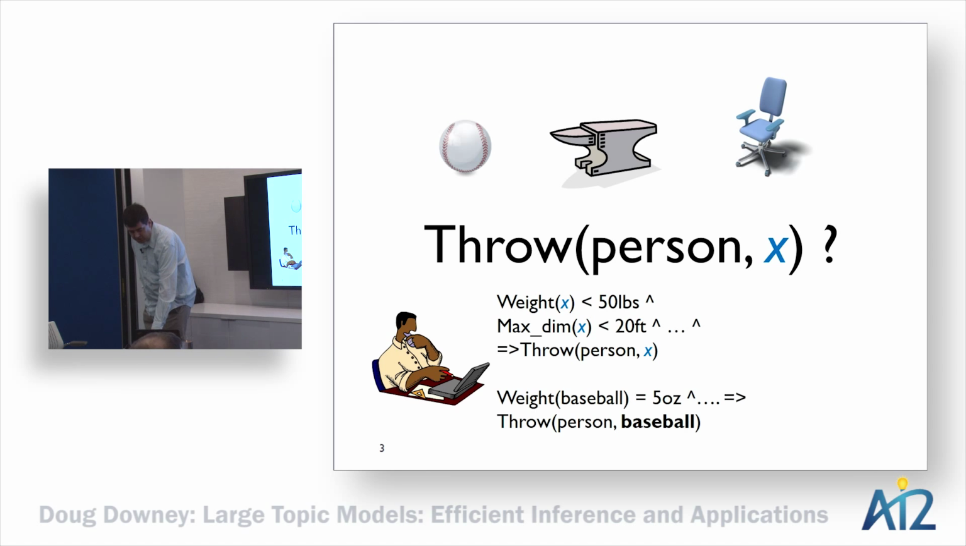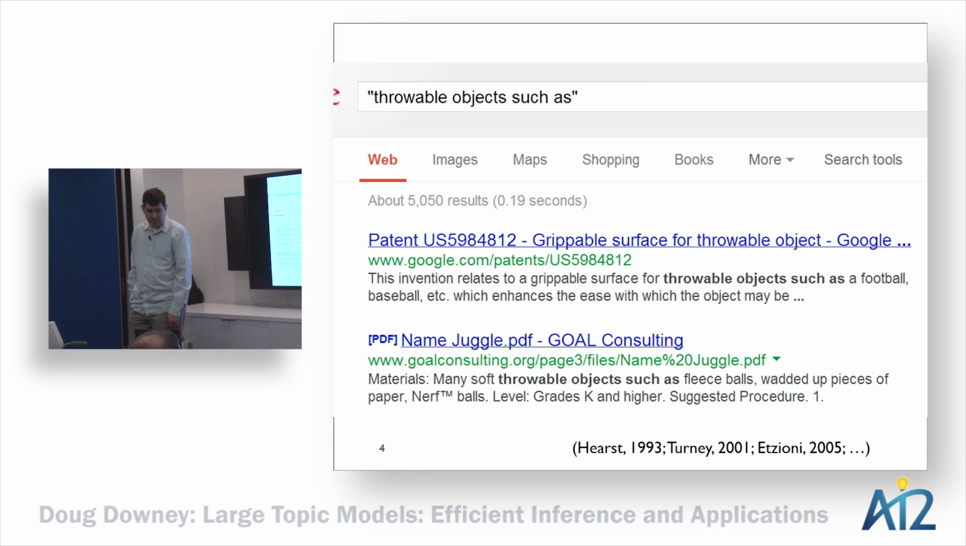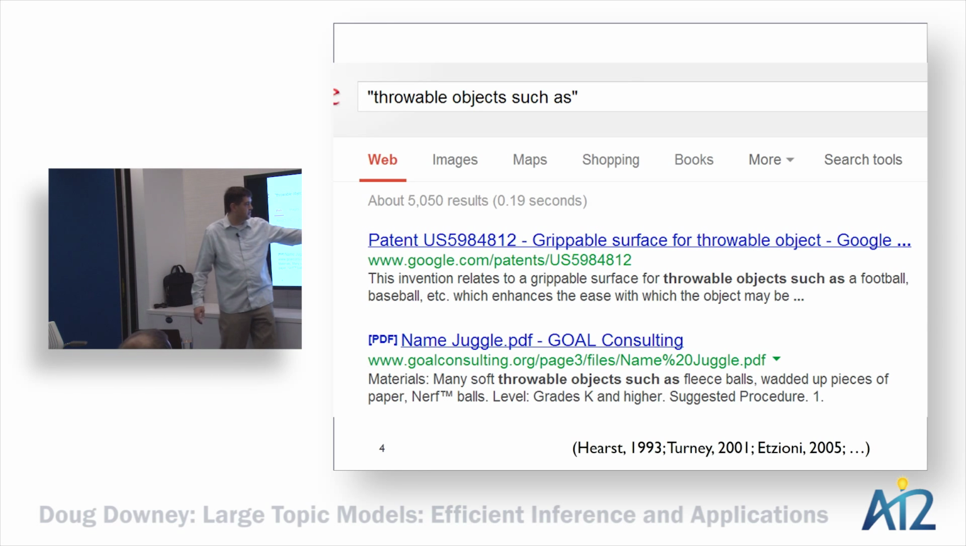Okay, so the approach that motivates most of the work that I do is encapsulated in the following other technique. We could have a system that instead goes to the web and queries for this phrase, "throwable objects such as." And amazingly, and what I love about this is, why would anybody ever need to use this phrase? But sure enough, it is used hundreds or thousands of times. And each time it occurs, we get examples of things that can be thrown.